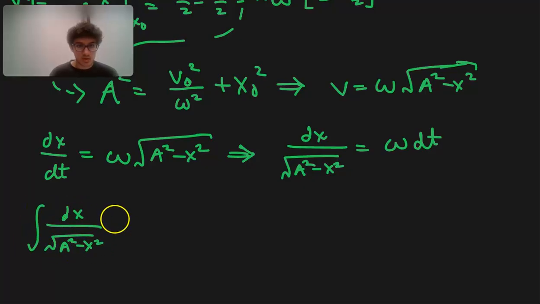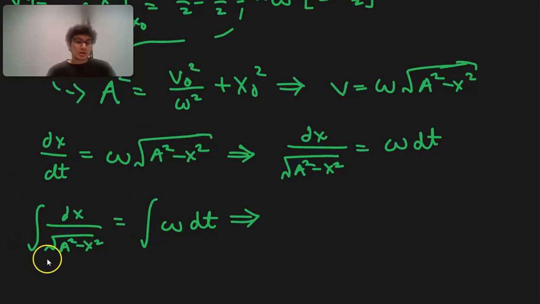A squared minus x squared is equal to the integral of omega dt. Let's do the left hand side first. Actually, let's just do this. x naught and x, this will be 0 and t. We're putting these bounds based on what we're integrating with respect to. Over here it's x, so that starts at x sub 0, goes until x. On the right hand side, it will be with respect to time, which starts at 0 and goes until t.